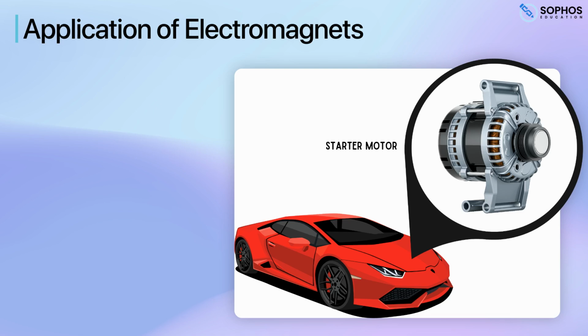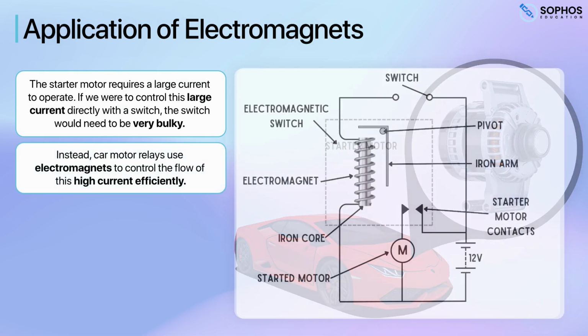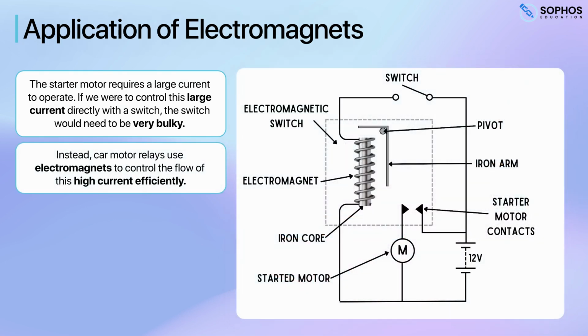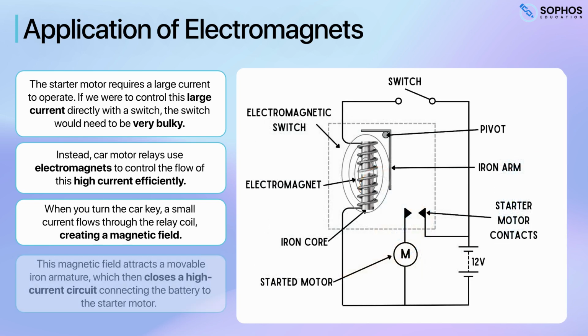Let's begin by looking at how a car's starter motor works. The starter motor requires a large current to operate. If we were to control this large current directly with a switch, the switch would need to be very heavy-duty, bulky, and cumbersome. Instead, car motor relays use electromagnets to control the flow of this high current efficiently. When you turn the car key, a small current flows through the relay coil, creating a magnetic field. This magnetic field attracts a movable iron armature, which then closes a high current circuit connecting the battery to the starter motor.